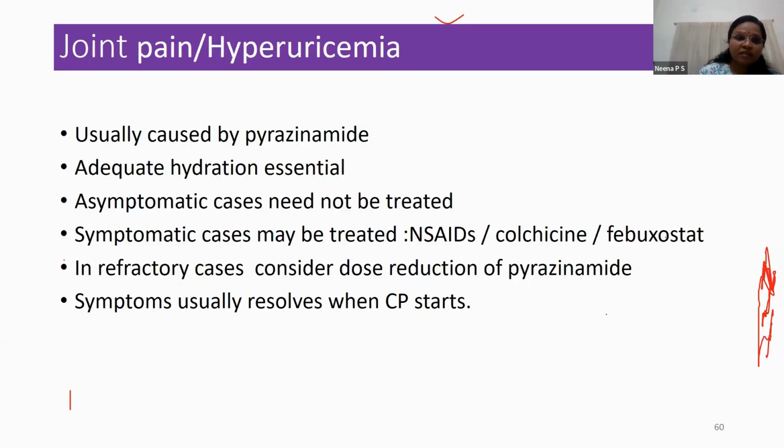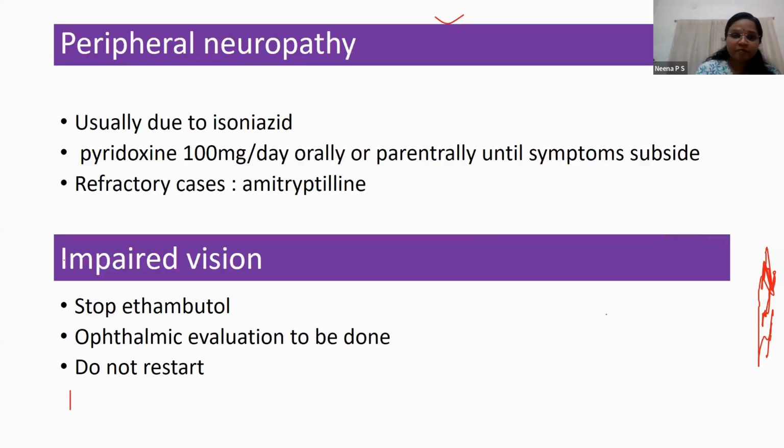Then the common symptoms: arthritis, arthralgia and/or hyperuricemia, the culprit drug being pyrazinamide. Asymptomatic cases you needn't treat, but you have to properly hydrate the patient to prevent renal stones. Symptomatic cases you can treat with NSAIDs, colchicine and febuxostat. But if it is refractory, if the patient is not responding even with all this management, you may have to consider dose reduction of pyrazinamide. But usually the symptoms will resolve once the patient is started on the continuation phase. In the continuation phase, you don't have pyrazinamide in the regimen.